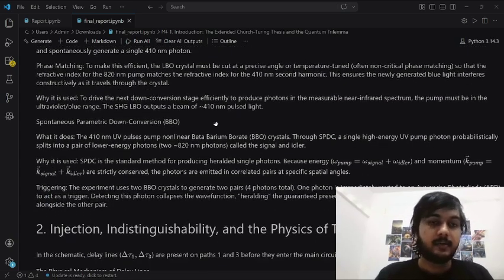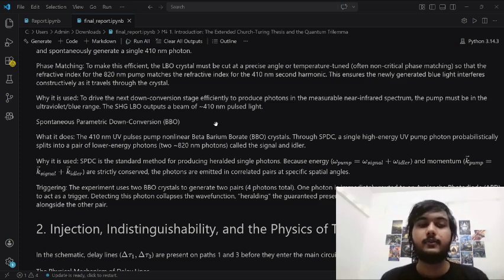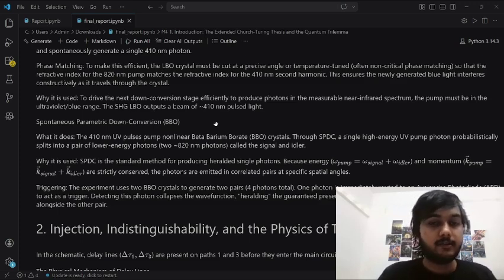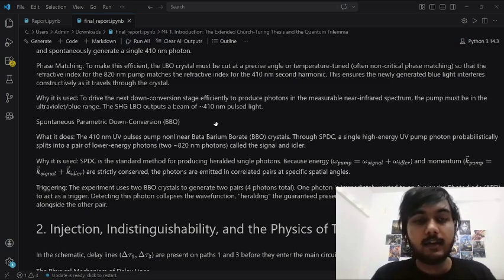Now the third part in this generation of input is the SPDC stage, where we are using a BBO crystal. It takes a 410 nanometer UV pulse as an input, and through SPDC, a single high-energy UV photon probabilistically splits into a pair of lower energy photons, which are 820 nanometer photons. Now we were wondering why we did this. We already had the 820 nanometer photons, but we needed to correlate them. So this is what SPDC does.